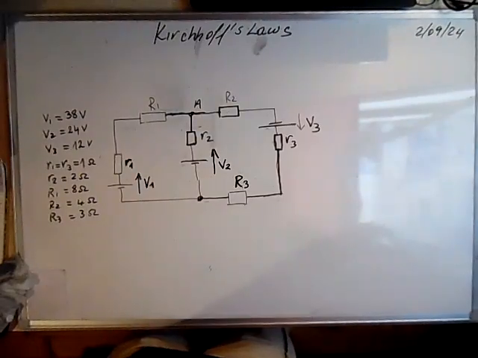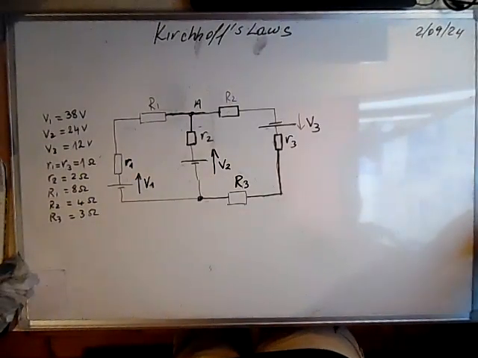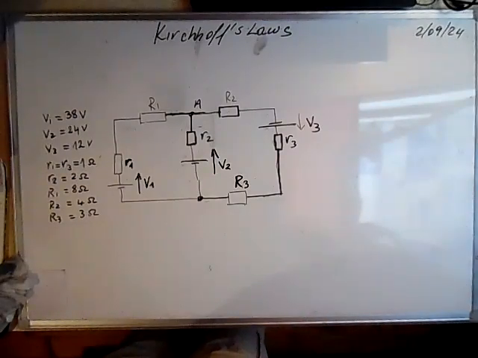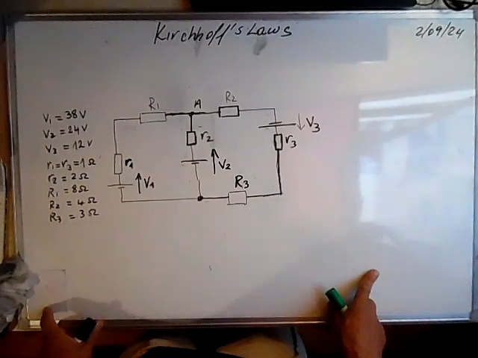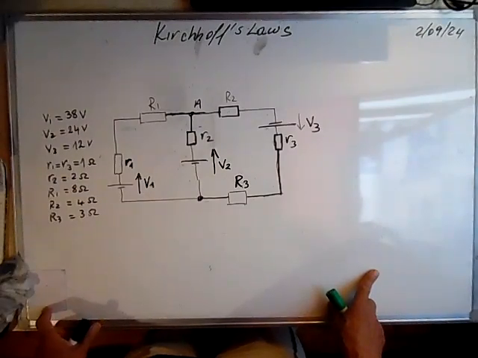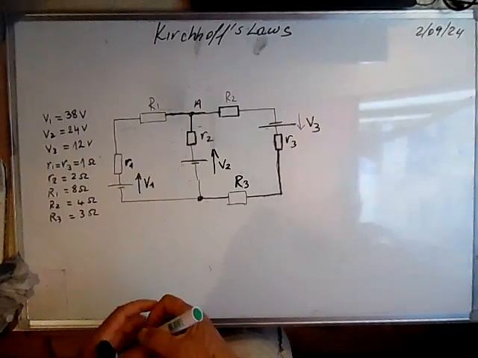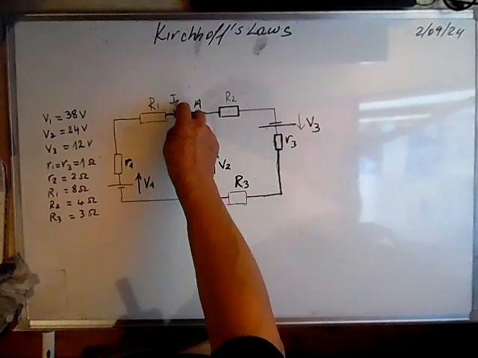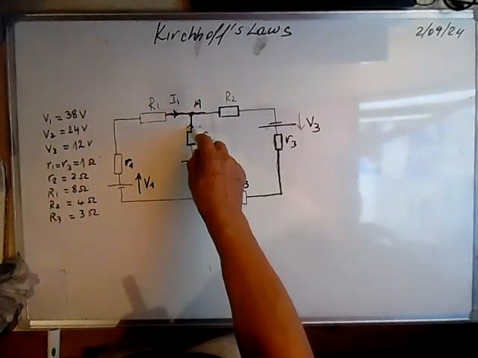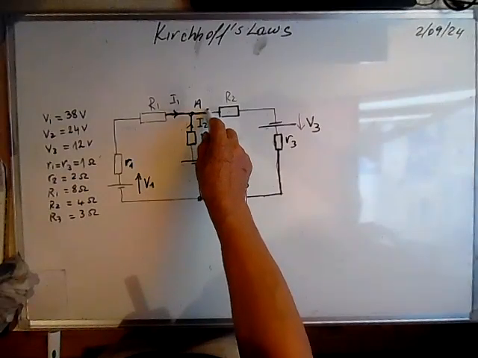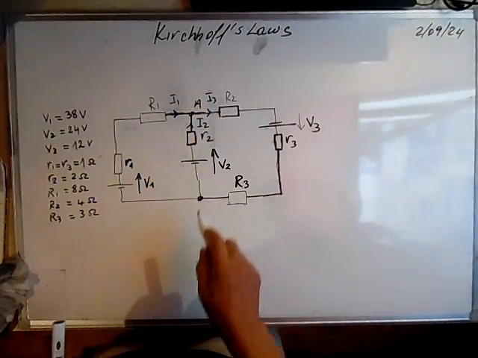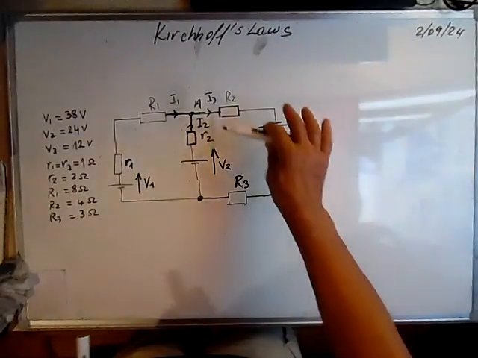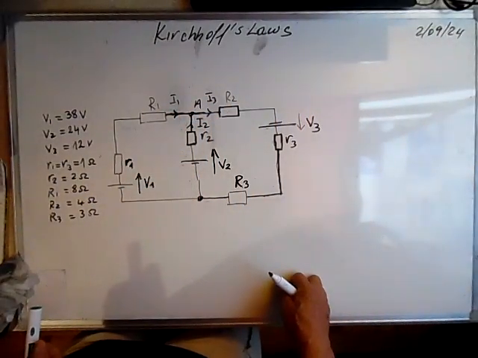Suppose we have a circuit like this and we need to calculate the branch currents of this circuit. First thing to do is to choose the direction of the currents. It means we have to choose arbitrarily the directions of the currents. Suppose this one is I1, this one we call I2, and this we call I3. And now if the result is negative, it means that the currents flow in the opposite direction.